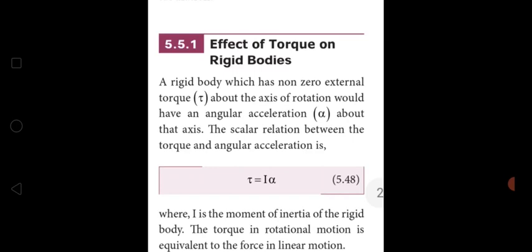So the relation is tau is equal to I alpha, where I is the moment of inertia of the rigid body. Okay, the torque in rotational motion is equivalent to the force in linear motion. This is the effect of torque on rigid bodies.